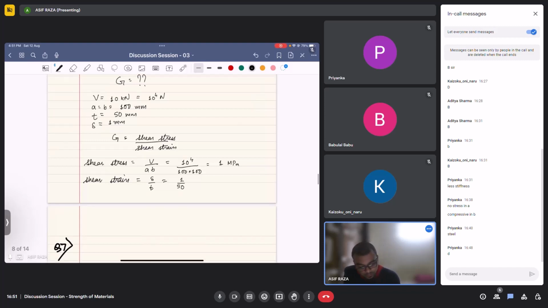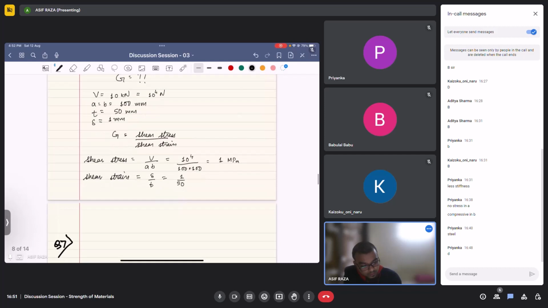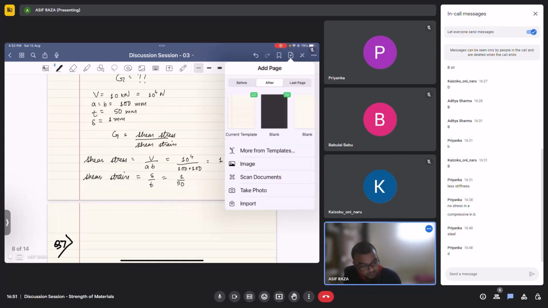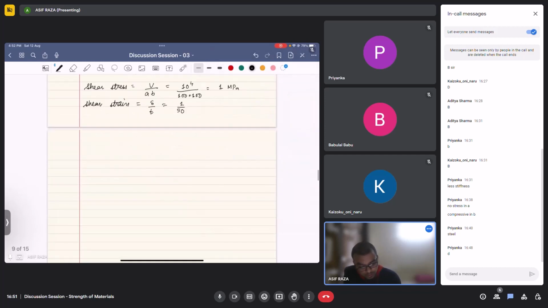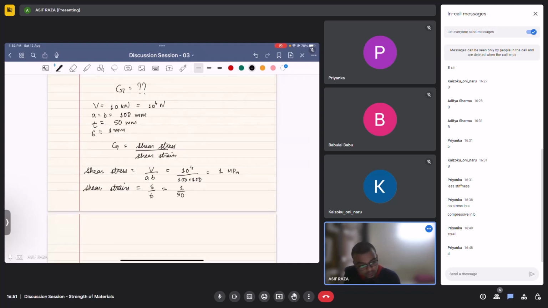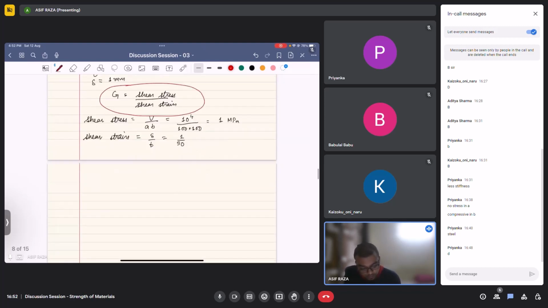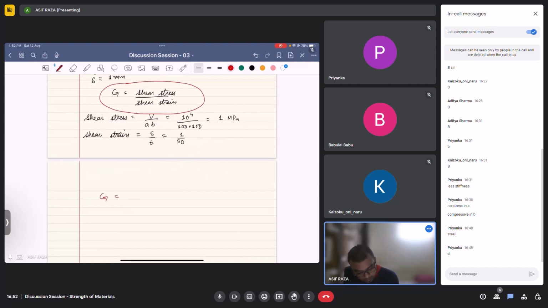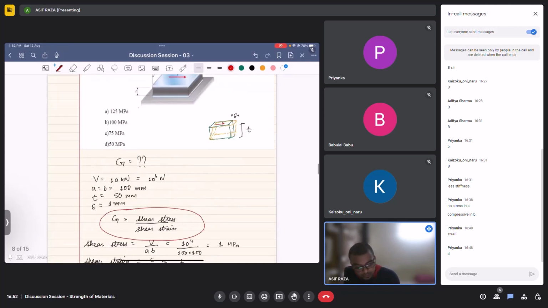Now using the formula for the shear modulus of elasticity, it would be equal to 1 upon 1 upon 50, and this would be equal to 50 MPa. Okay, and that is what Pink has also given as the answer, D.